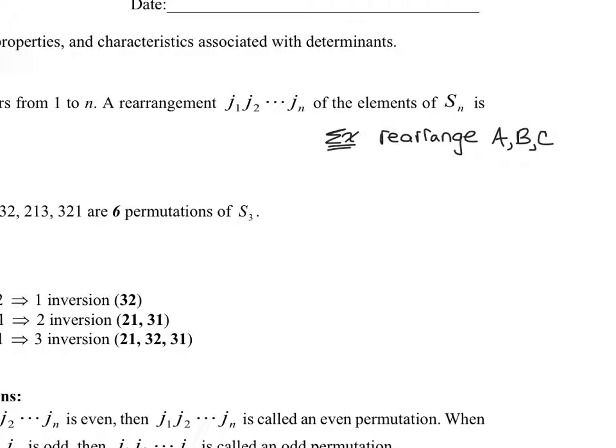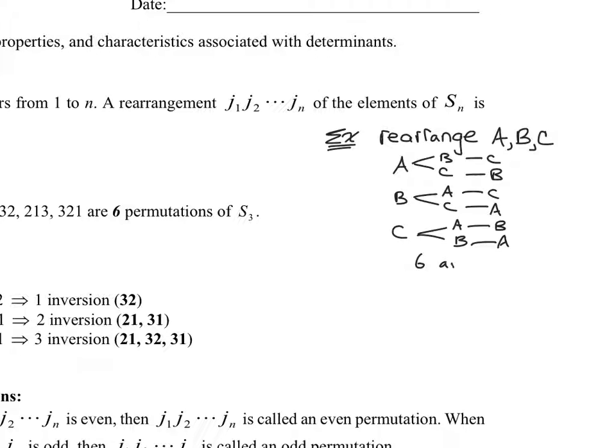But I could also do a tree diagram, right? If I do a tree diagram, it's just A, B, C. If A is the first value, then it could be either B or C that's the second value. If B is the first value, then it could be either A or C as the second value. If C is the first value, then it could be either A or B as the second value. And then whatever's left over would be the third value. So C, B, C, A, B, and A. All right? So we're looking at 6 arrangements.